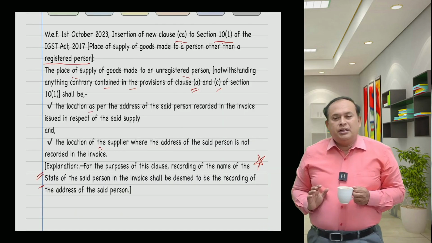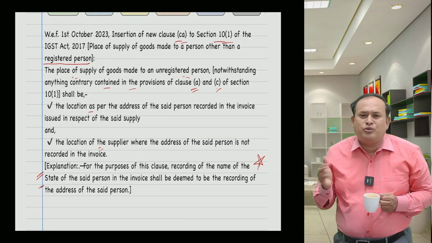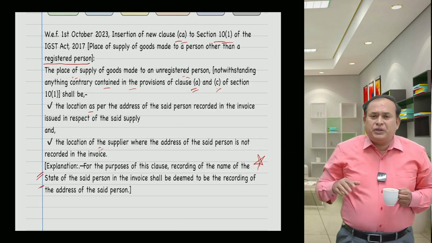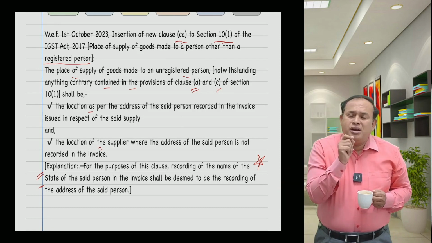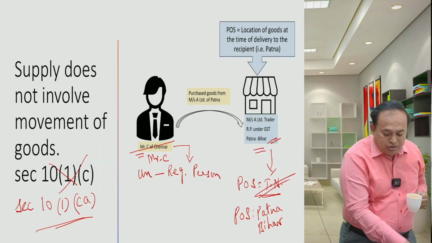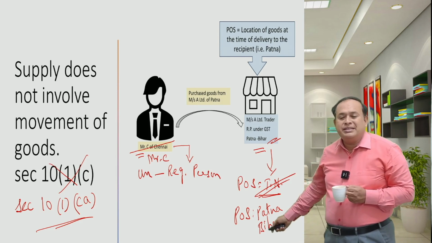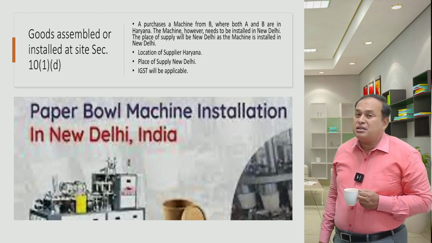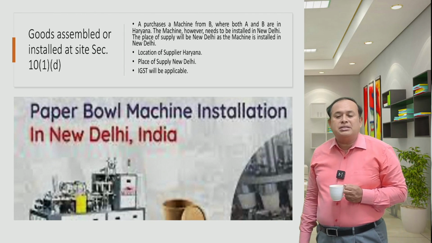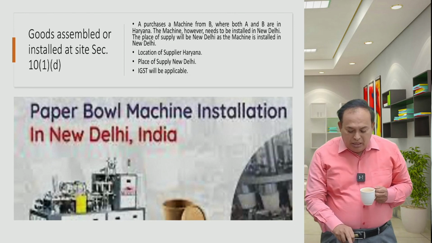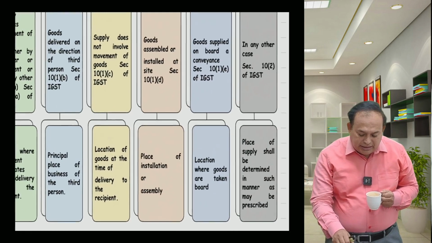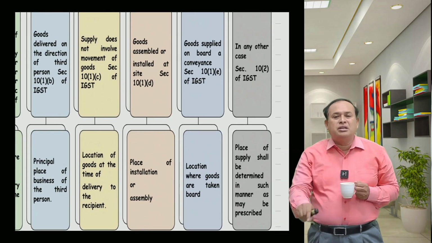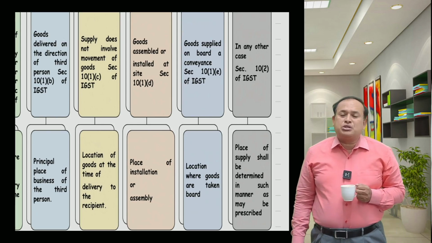It is an amended provision. So far we have referred to Section 10.1A, 10.1B, 10.1C, 10.1CA. Further, I am bringing to your notice 10.1 clause D. What does it say? Goods assembled or installed at site, what is the place of supply? If you refer here, 10.1 clause D says the place of installation or assembly, where you have assembled, what we call installed, is the place of supply.